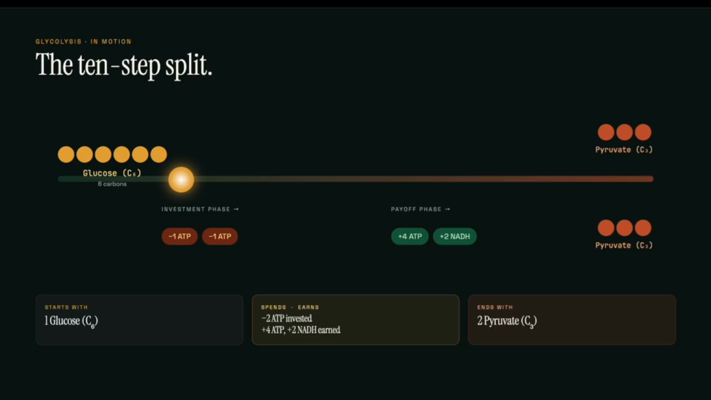Now, watch this animation carefully. See how glucose enters, gets phosphorylated, split into three carbon molecules, then each one gets converted step by step into pyruvate. The key thing to notice is the flow: investment at the top, payoff at the bottom. 2 ATP go in, 4 come out, net 2. 2 NADH are produced, 2 pyruvate come out at the end, ready for the next stage. Let that visual stick in your mind.